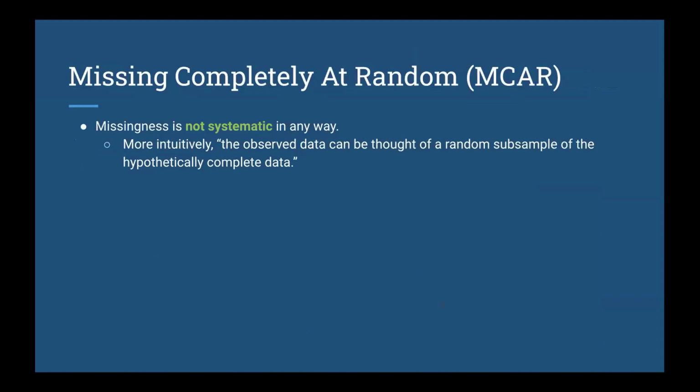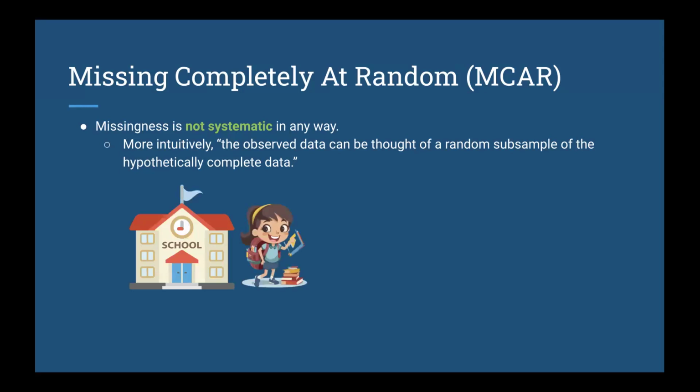So the first is missing completely at random. As the name implies, missingness is not systematic in any way. The reading described this in a pretty intuitive way, I think, where they said that the observed data can be thought of as a random subsample of the hypothetically complete data.